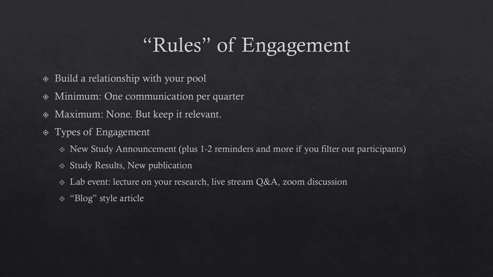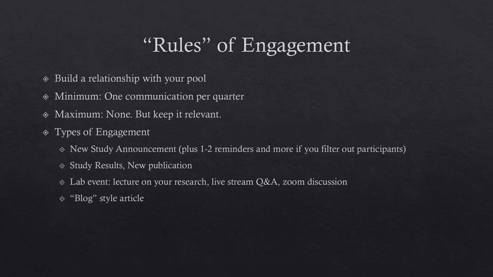And so I think that there's no such thing as a maximum here, but you have to make sure that you're keeping it relevant and that people understand that if you are going to be sending an email or 2 every day, that that's the frequency that you're going to be sending it out, and that it makes sense that you're sending that many a day. Types of engagement. So if you're thinking about, okay, I've got this pool, what do I tell them?